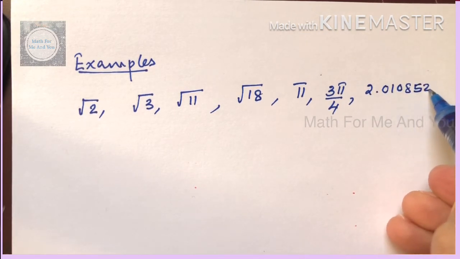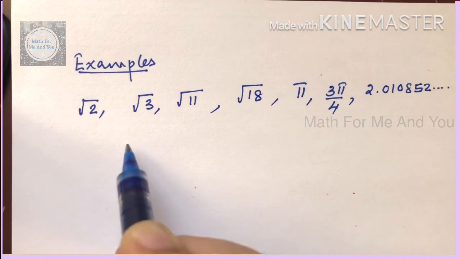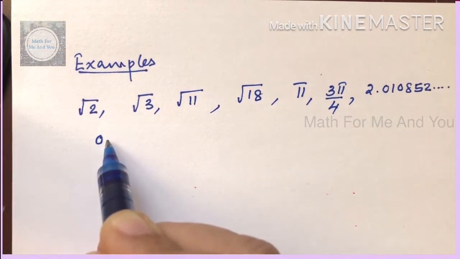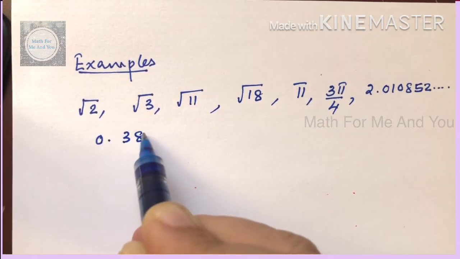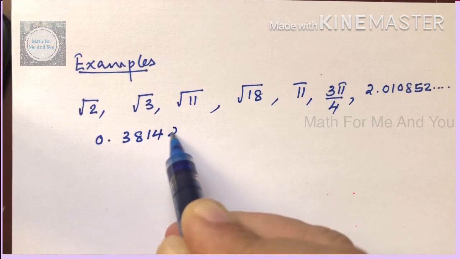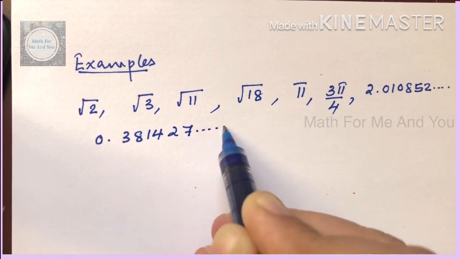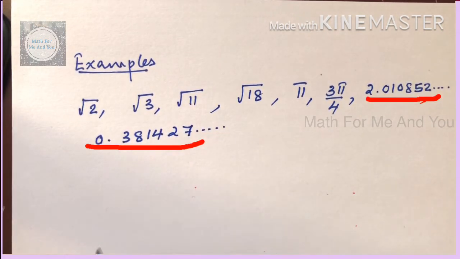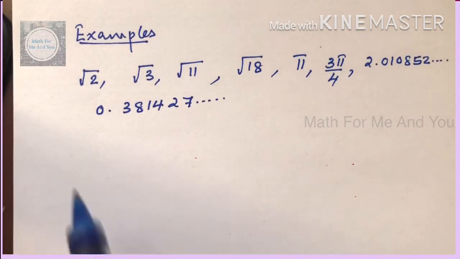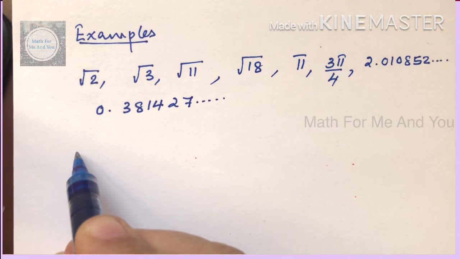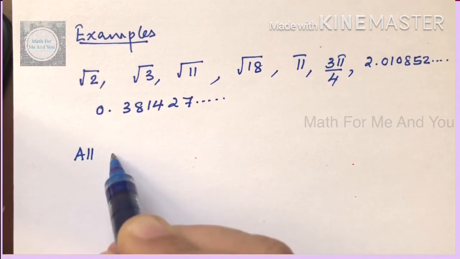Non-terminating, non-recurring decimals are irrational numbers. What are non-terminating, non-recurring decimals? They are decimals that are not stopping and not repeating. You can see two examples here, two decimal numbers. Both are not stopping, that means non-terminating, and non-repeating.